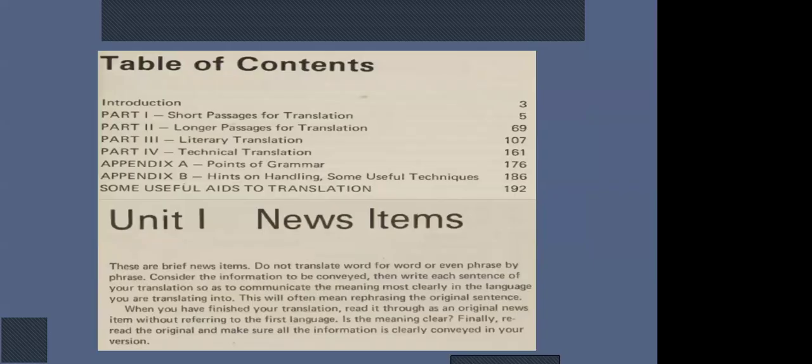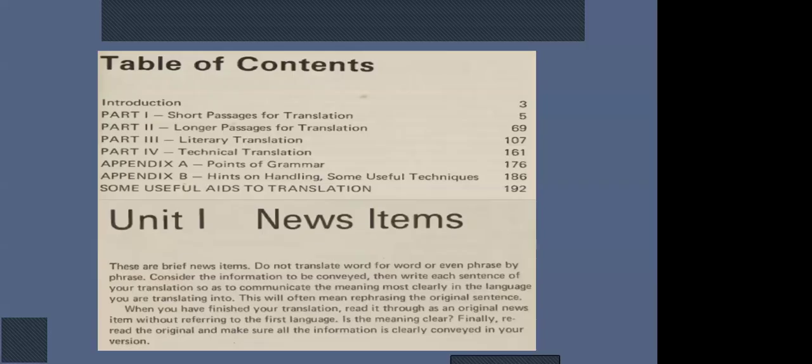The parts I was referring to are short passages for translation that begin on page number 3. Part 2 is longer passages for translation on page 5. And then literary translation begins. So sorry about that. No, actually, short passages for translation is page 5, longer passages for translation page 69, and literary translation ranges from pages 107 all the way up to 161.